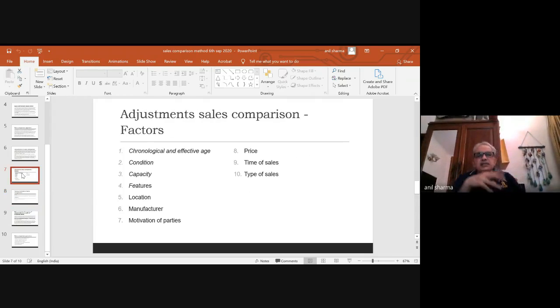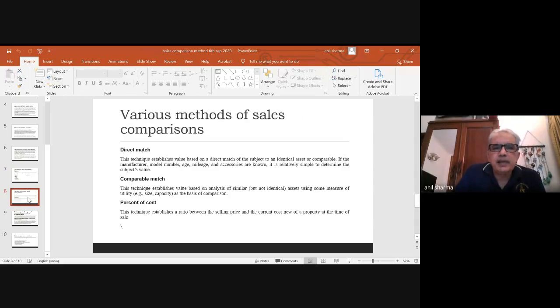So these are some of the adjustments that you will have to look at when you're comparing the subject asset with the sales of another asset which is comparable, right? These are some of the criteria that you will keep in mind. Now, when there is complete identicality, I mean, they're completely identical, then there is a direct match, and it's easier to do a sales comparison than making all those adjustments.